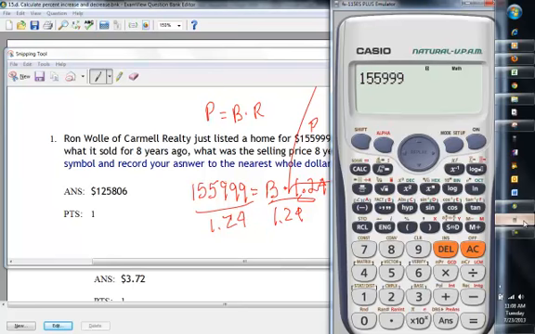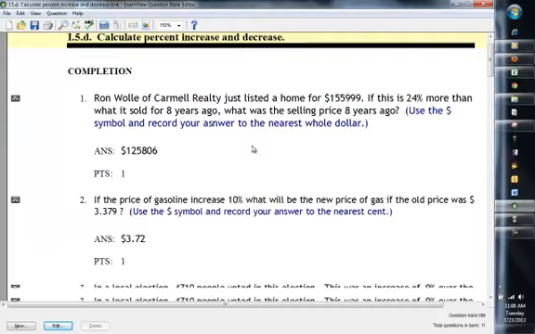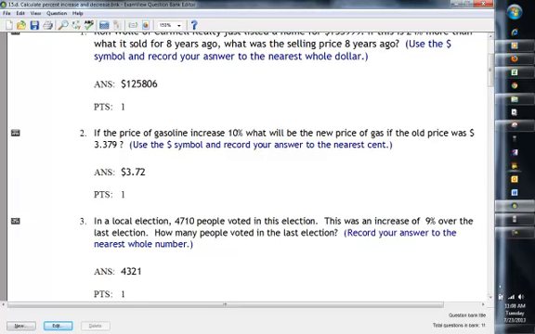155,999 over 1.24 is $125,806. Next one. Price of gas increased 10%. What will be the new price if the old price was $337.9?